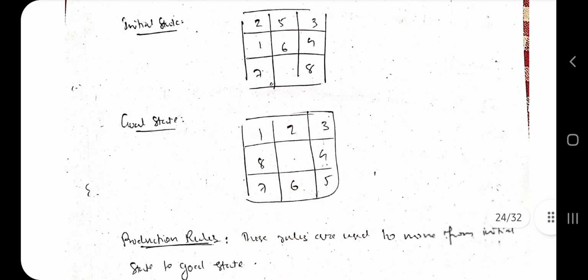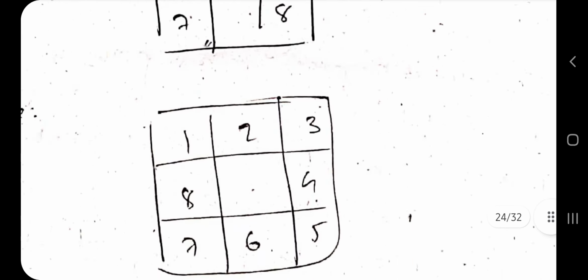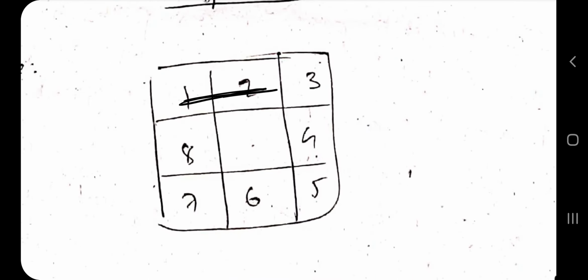8 puzzle problem means what? This is the 8 puzzle problem. Here you will be having the initial state of these things here, and the final state should look like this. By sliding the tiles here and there, you can make the changes. Finally it should look like this. Okay, so how do you do this?